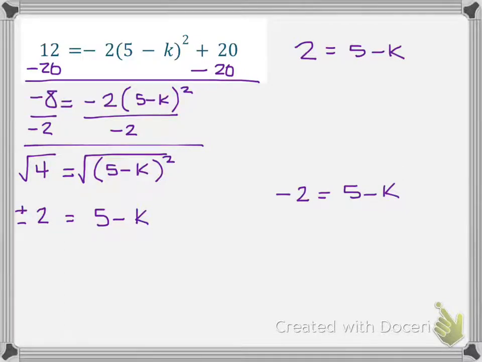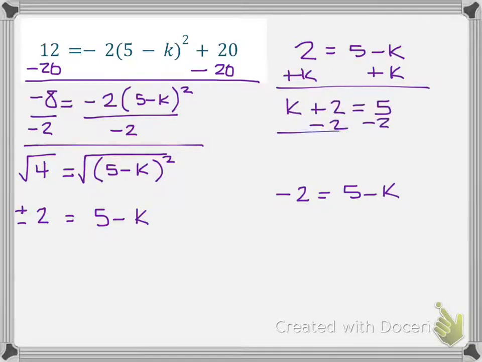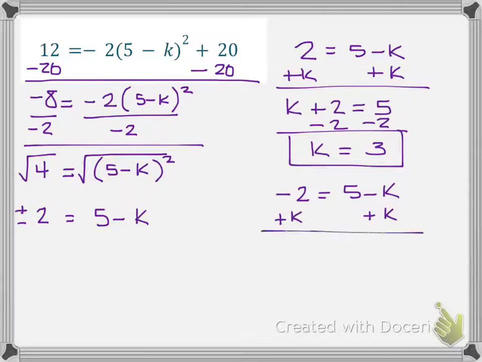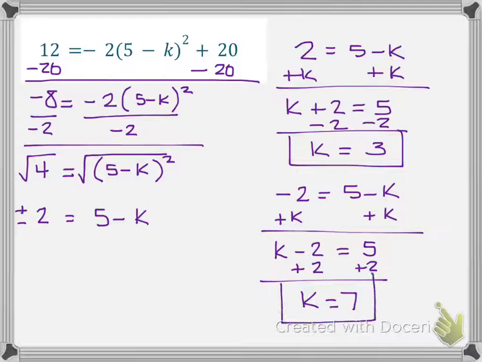So I don't know, maybe the easier thing to do would be to add k to both sides so it's positive. And then I would get k plus 2 equals 5. And then subtract 2. So k equals 3 is one solution. And I'd maybe do the same thing down here, positive k to both sides. That would give us k minus 2 equals 5. And then in order to isolate, I'd have to add 2. So k would equal 7, and that's another solution. K equals 3, k equals 7.